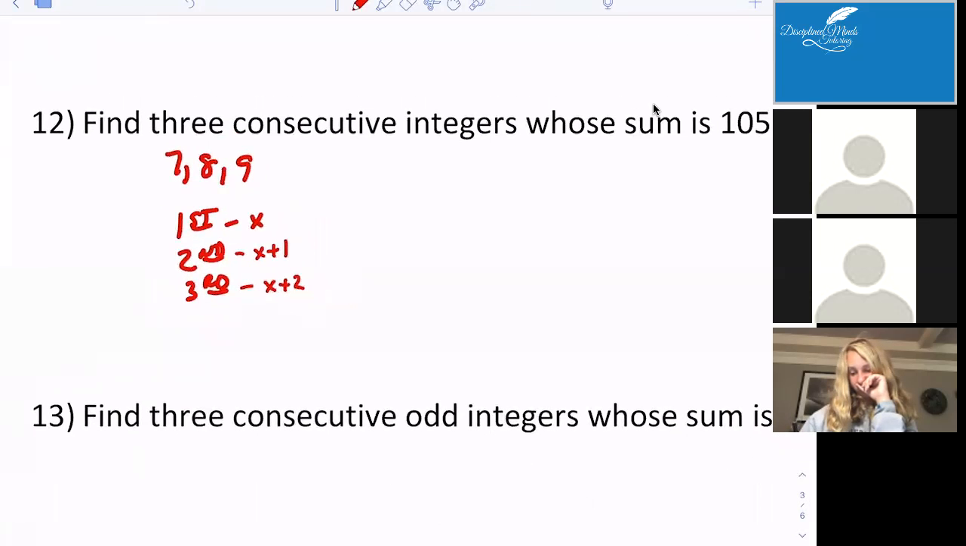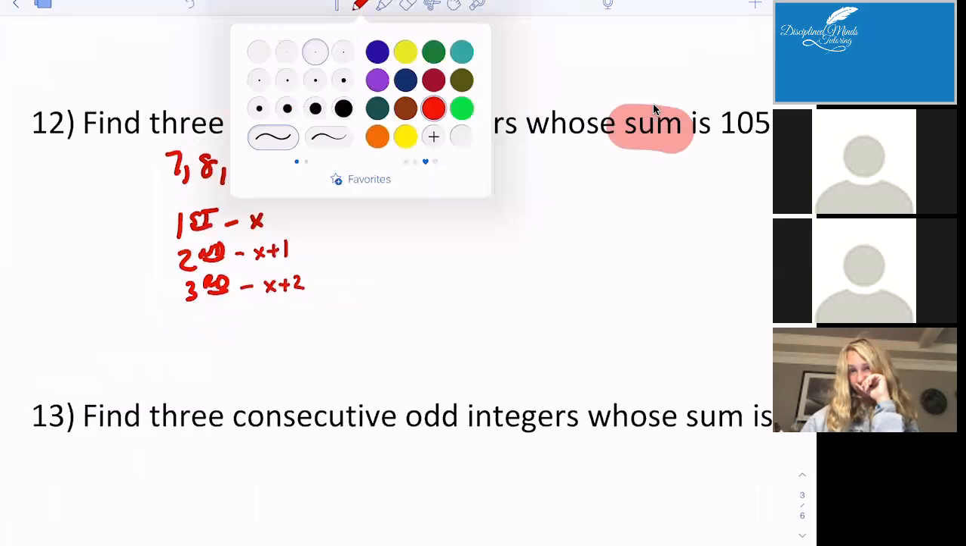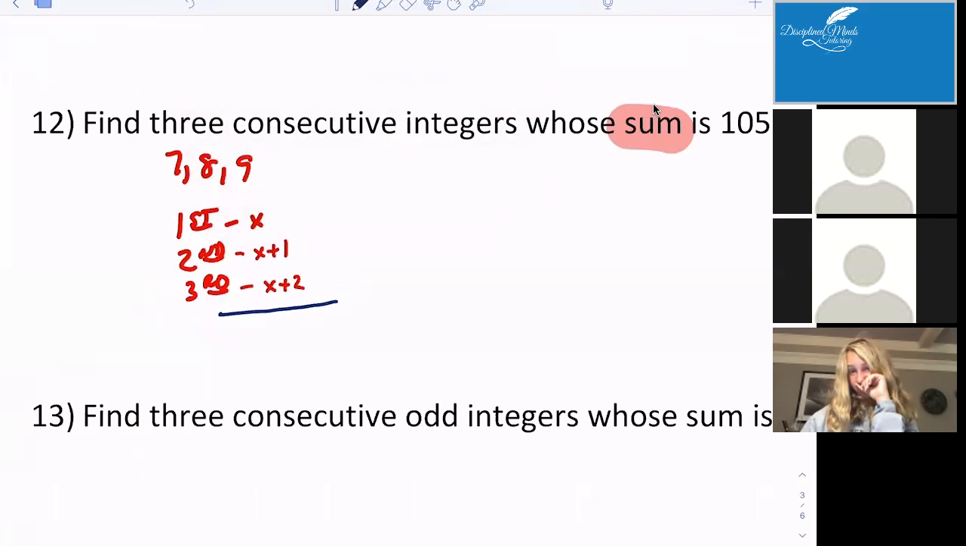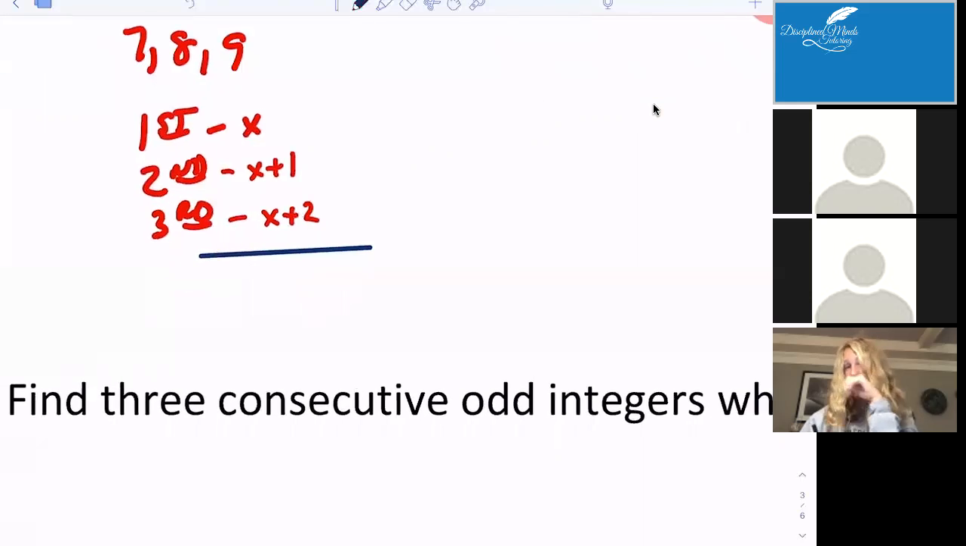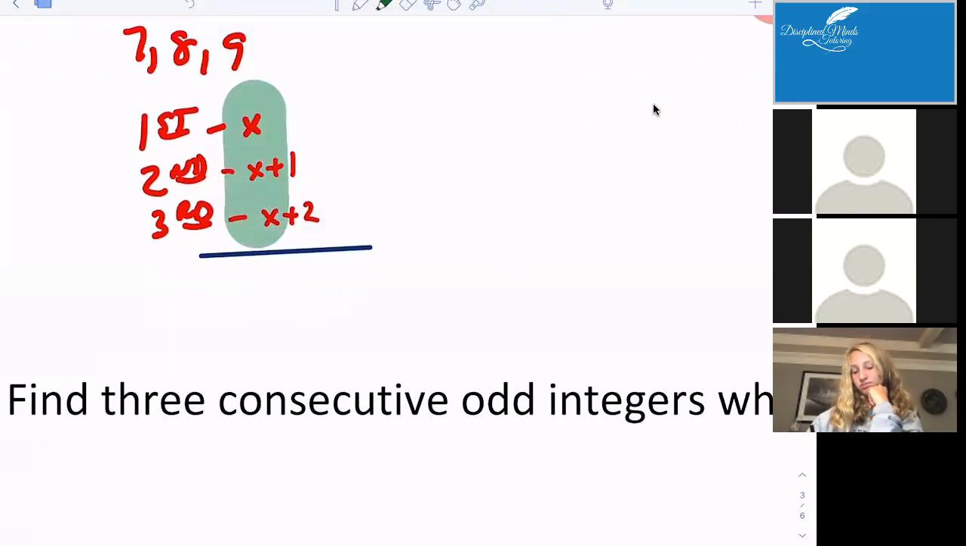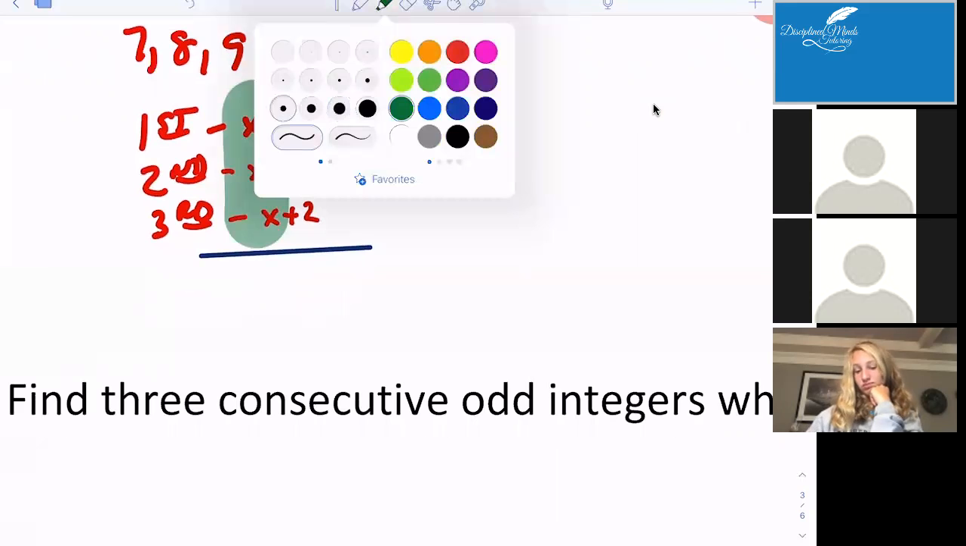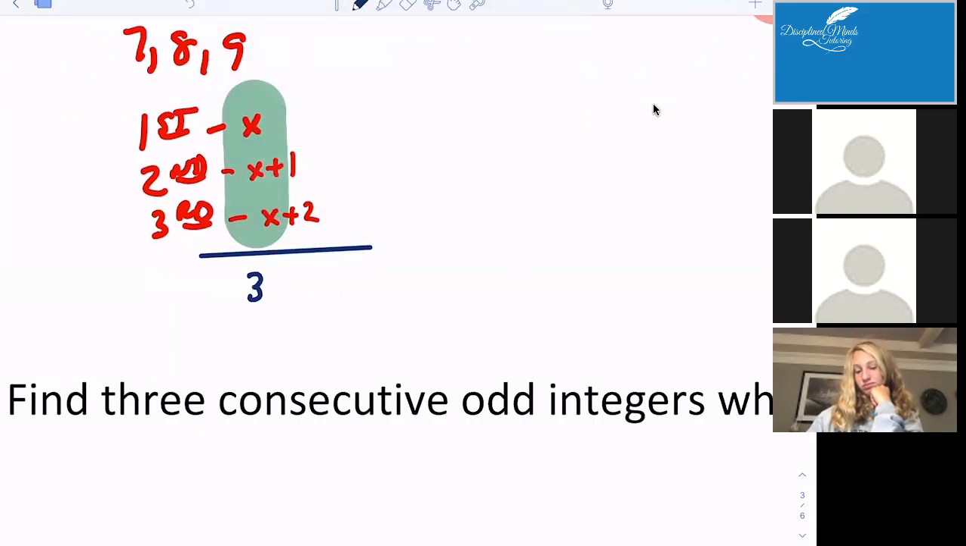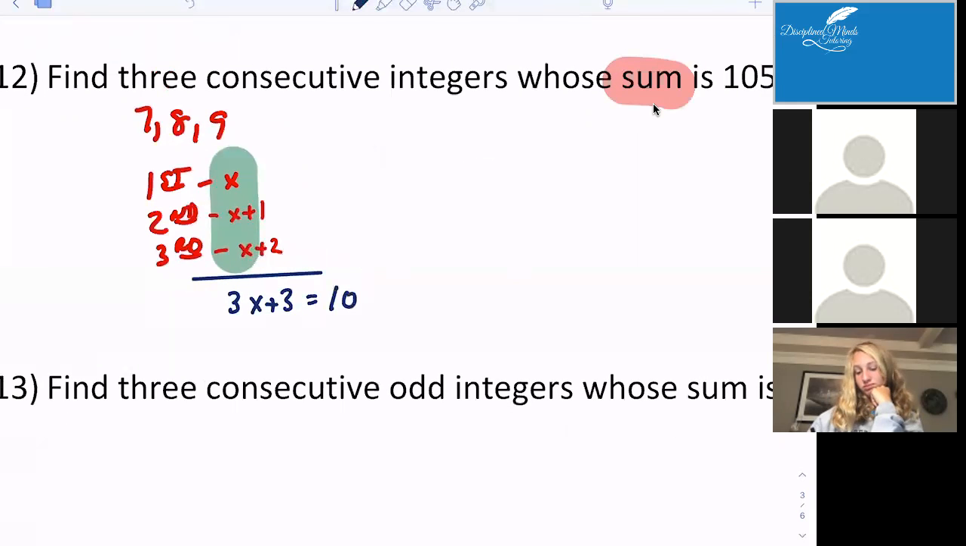Now, what does it say to do with those integers? We are going to add them up. Because we're going to add them up, instead of rewriting it, we can just put a line right underneath this. Now I'm going to add them. So when I add them, what do I end up with? Not x plus 3, but 3x. How many x's are there? 3x. So we're going to get 3x plus 3 is equal to 105.